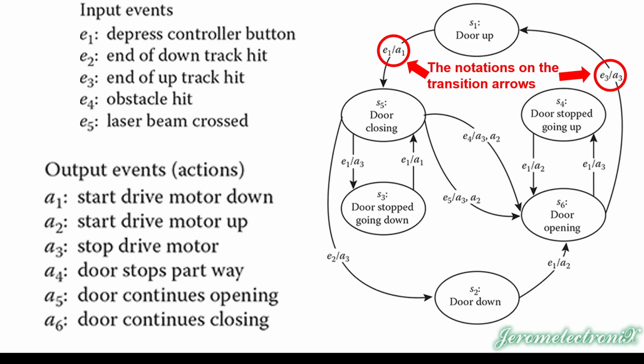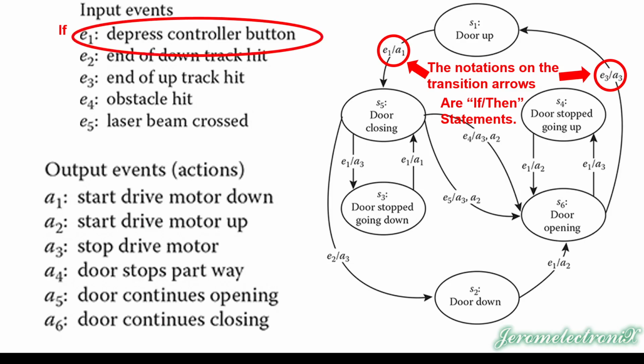I just circled the little if-then or input-output report statements. So these are if-then statements. If, for example, we depress the controller button, we push the button, then according to the transition on the left, the response is to start a drive motor pushing the garage door down.